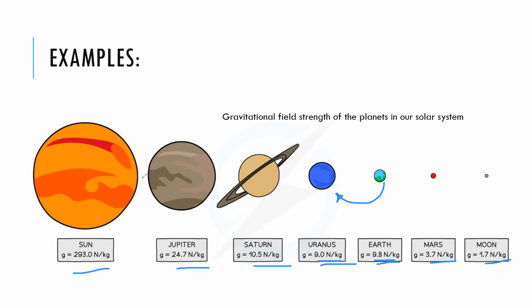But as you can see, the Sun has the largest mass, is the largest in size. That is the reason why the gravitational field strength of the Sun, or the attraction, the gravitational force of attraction of the Sun is quite high compared to all other celestial bodies present in our solar system.